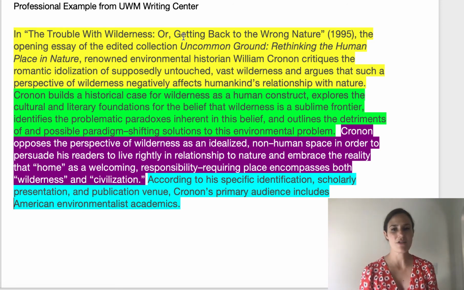According to his specific identification, scholarly presentation, and publication venue, Cronon's primary audience includes American environmentalist academics.